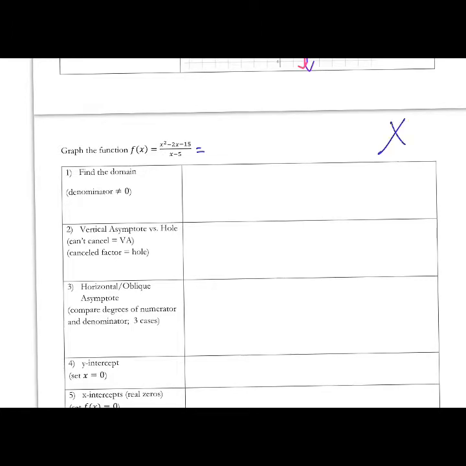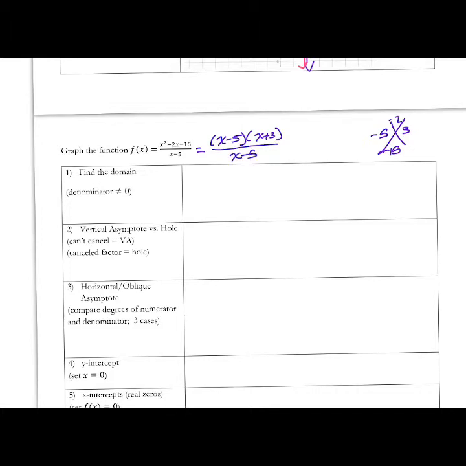So I need two numbers that multiply to be negative 15 and add to be negative 2. Pretty sure that's negative 5 and 3. So my numerator factors to x minus 5 times x plus 3, all over x minus 5.